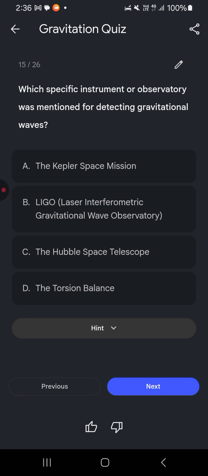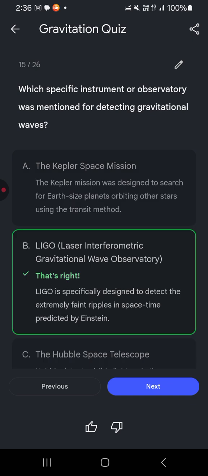Which specific instrument or observatory was mentioned for detecting gravitational waves? The option is LIGO, Laser Interferometric Gravitational Wave Observatory.